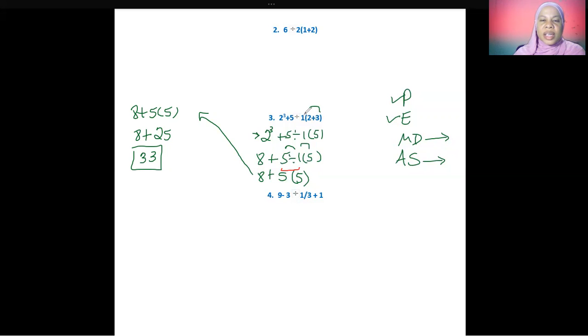Now in this problem right here, I can see someone multiplying this 1 times this 5.